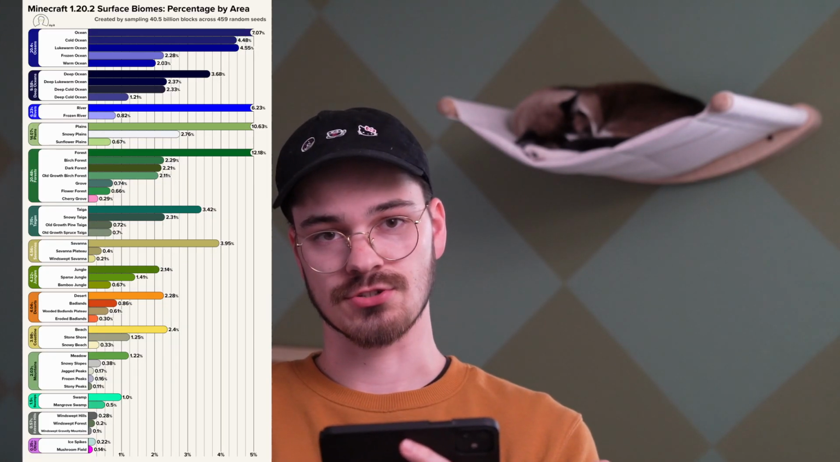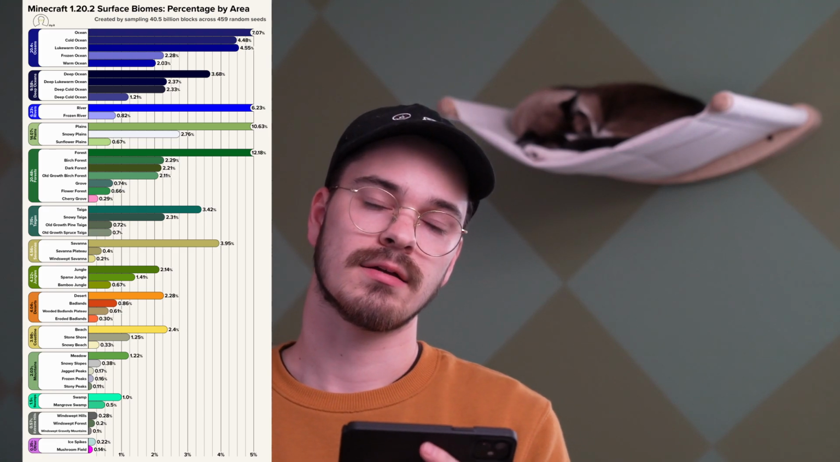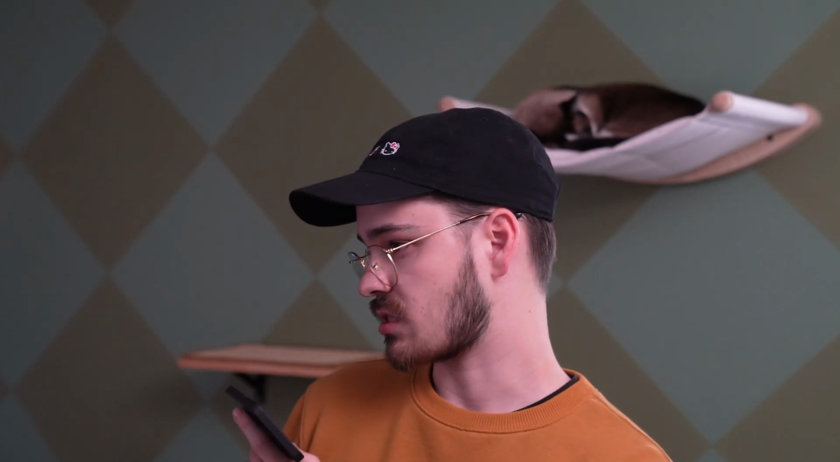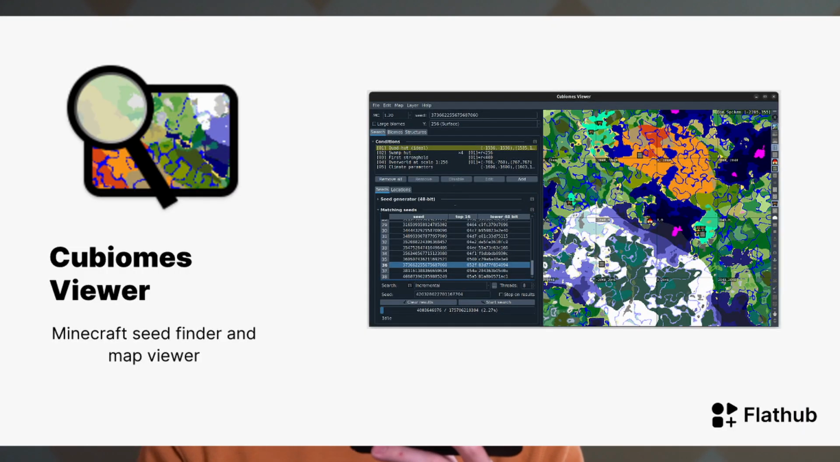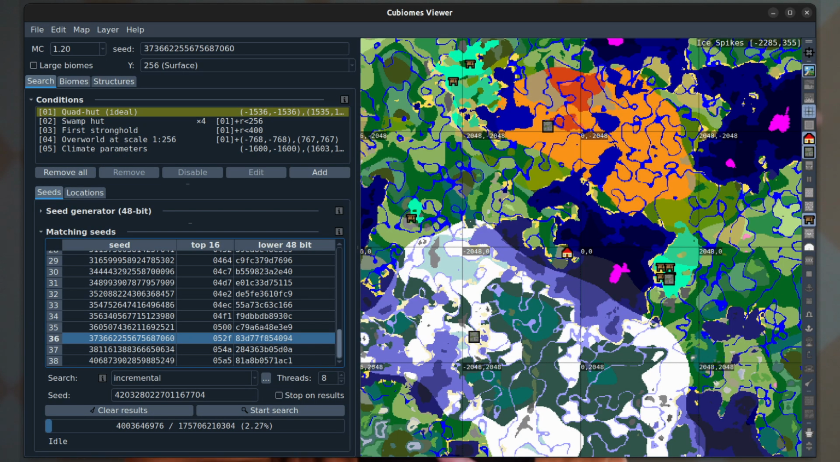To make the biome percentages graph, I used a much similar process. I used QBiomes, which I will also link down below. QBiomes lets you view seeds and all the different biomes and where all the different structures are located. I was just using it to look at the different biomes.